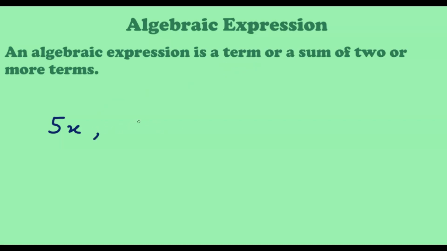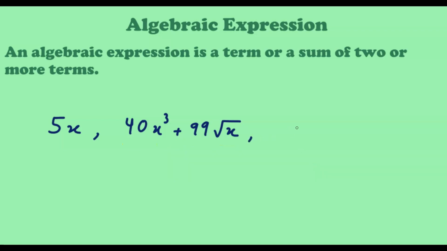Let us consider another example. We have 40x cubed plus 99 times square root of x. Now this is a sum of 2 terms. This is the first term, this is the second term, and we have the sum of these 2 terms. So 40x cubed plus 99 times the square root of x is an example of an algebraic expression.